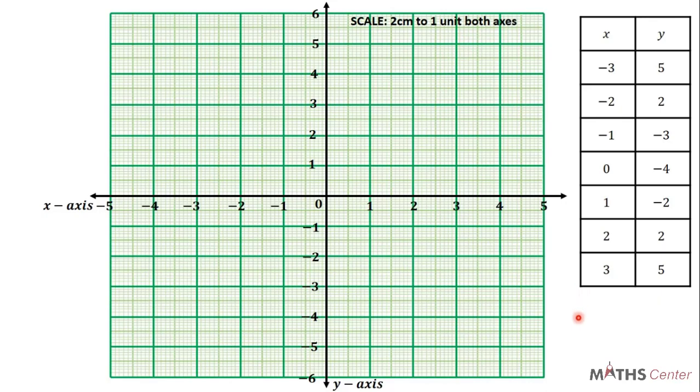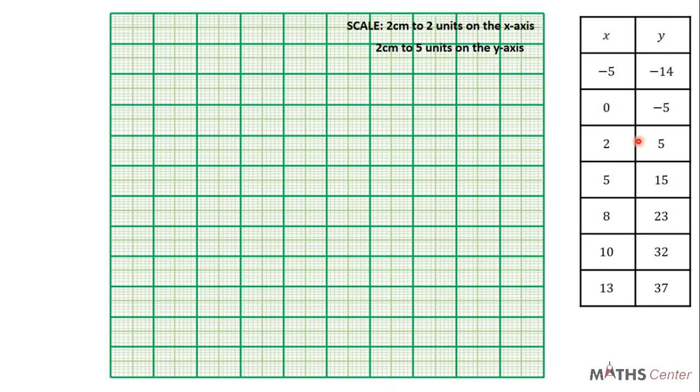Let's consider another example. Let's say that this time we are going to plot these points on our graph sheet. The scale on the x-axis is 2 centimeters to 2 units, and the scale on the y-axis is 2 centimeters to 5 units. On the table, the smallest x value we have is -5, and the biggest x value we have is 13. The smallest y value we have is -14, and the biggest y value we have is 37.